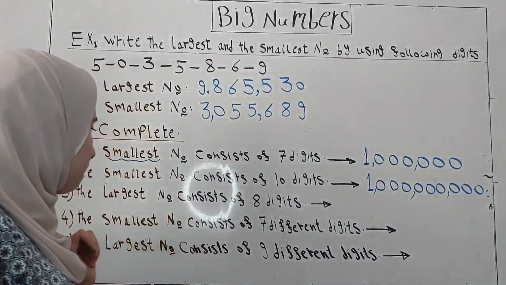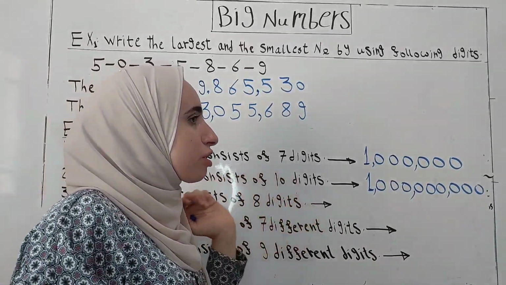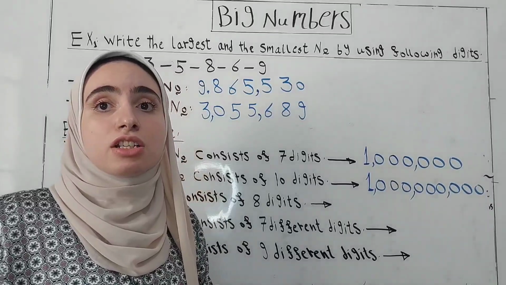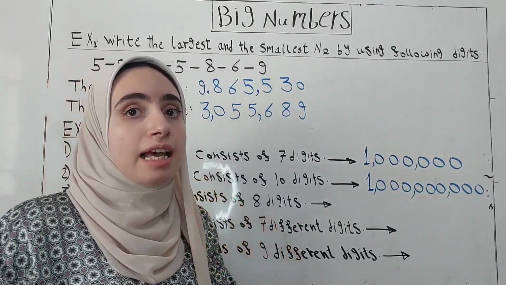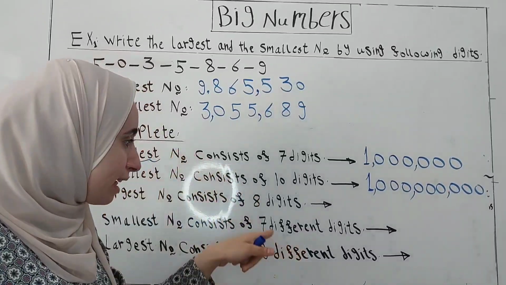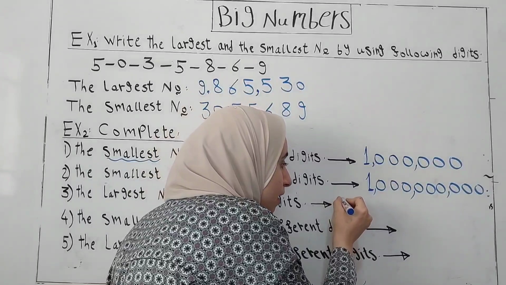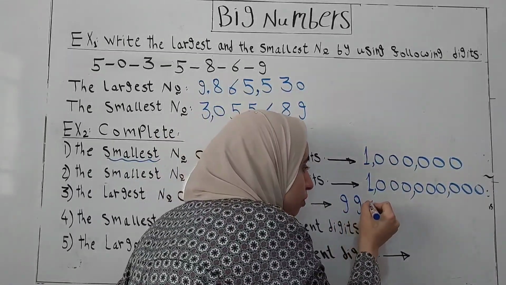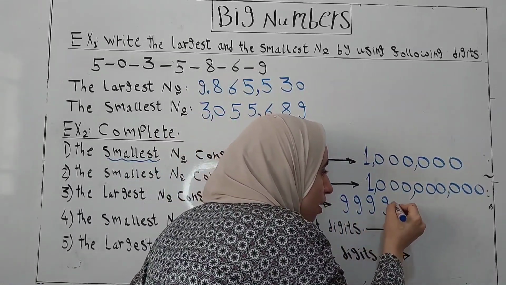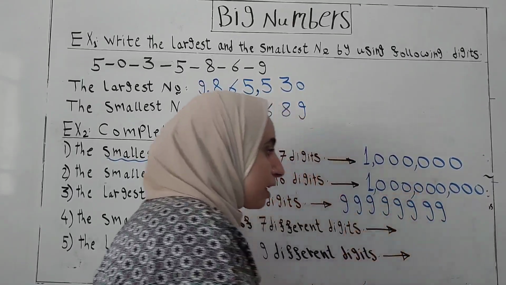The third one: the largest number consisting of 8 digits. What is the largest digit? The largest digit is 9. So we repeat the digit 9 eight times. Let's count with me. 1, 2, 3, 4, 5, 6, 7, 8.